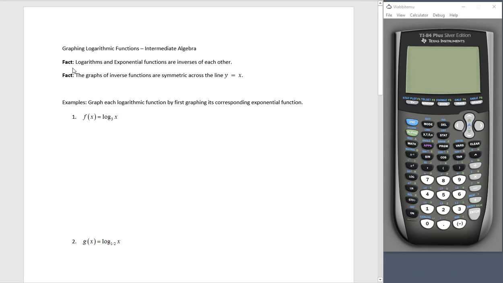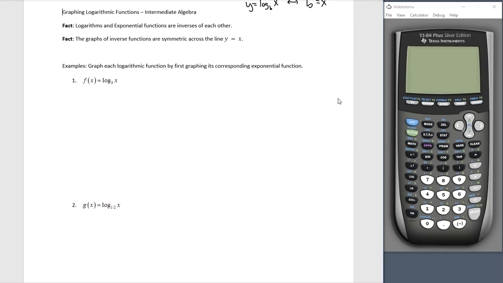All right, so the fact is that logarithms and exponential functions are inverses of each other, and we saw that earlier in the definition of the logarithm, where y equals log base b of x is the same as b to the y equals x. So we know that logarithms, being just an exponent, are related to exponential functions, and it turns out they're inverses of each other. And so the graphs of inverse functions, as we know from inverses, are always symmetric across the line y equals x. That was the last thing I said in that particular video.